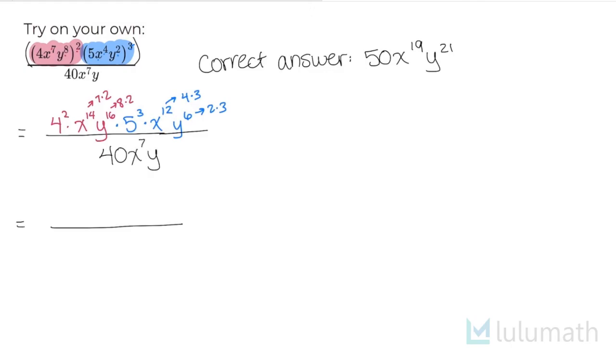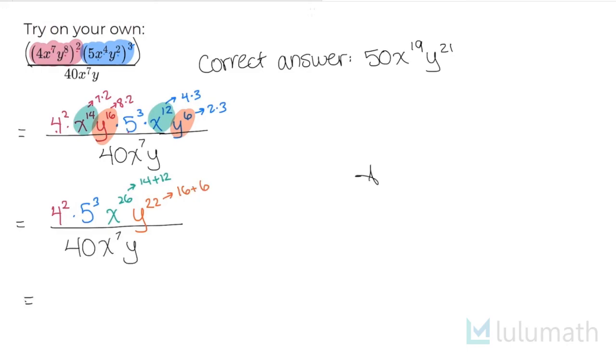So here in my numerator, I'm going to keep my coefficients as is, just to make my life a little bit easier for now. I will deal with them in a little bit. But I can see that I have an x to the power of 14 and an x to the power of 12. So when I multiply, I need to add those exponents. So I get x to the power of 26. Looking at the y, we have y to the power of 16 and y to the power of 6. So because it's multiplication again, we'll add our exponents, and 16 plus 6 is 22. Again, I will copy down my denominator.